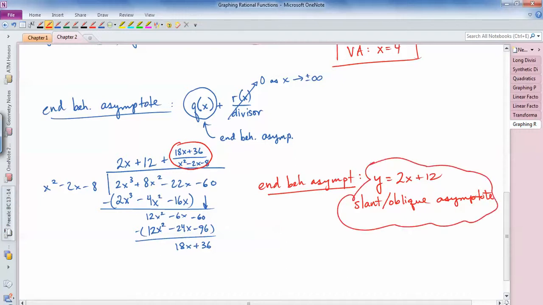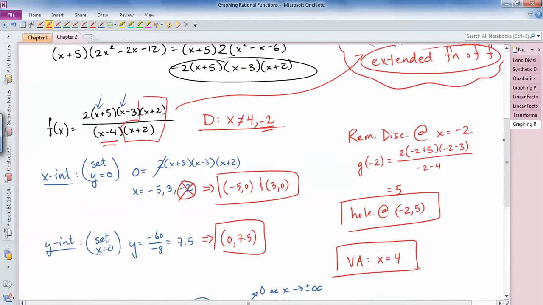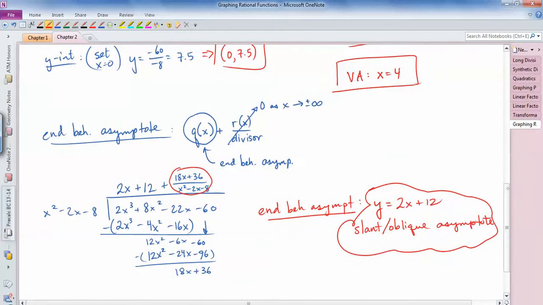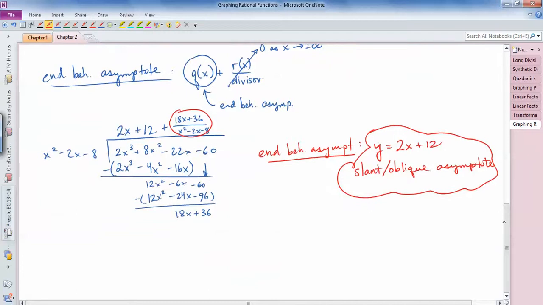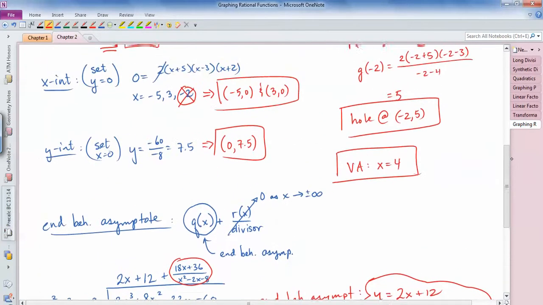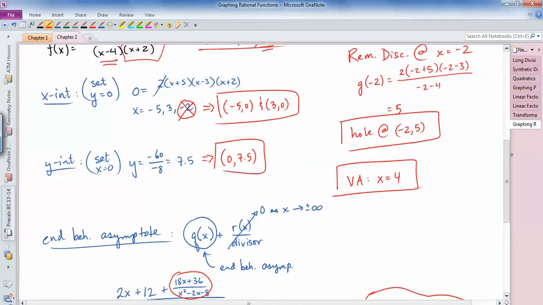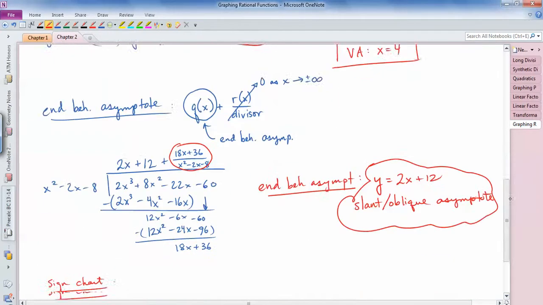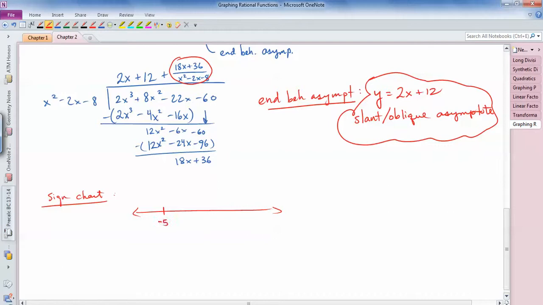All right, so we got a whole bunch of information now in these red boxes and in this red blob here. So now at this point we can do a sign chart. The sign chart, normally we always put the x-intercepts on there because that's where the graph could change from positive to negative. So negative 5 and 3 have to go on my sign chart. Negative 5 for my x, 3 for my x, and the f values are 0 and 0 there.